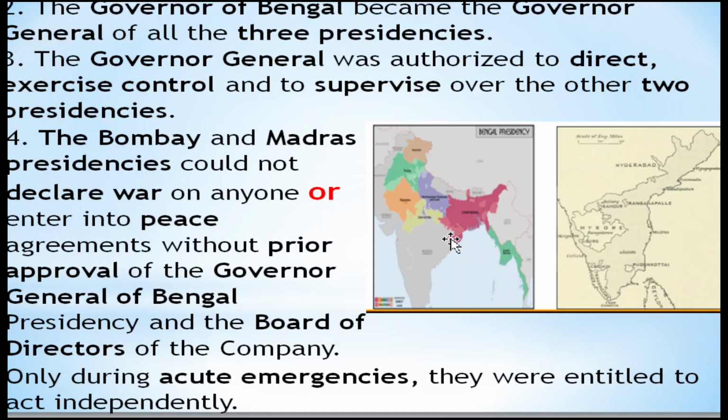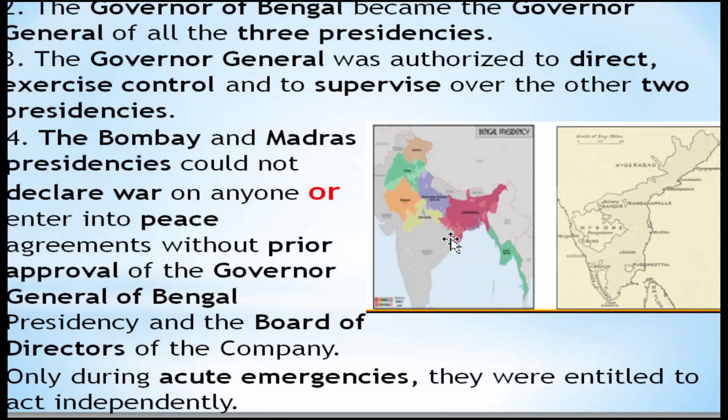Before this, in Bengal one governor was there, but now he was the governor general of the three presidencies. The governor general had the authority to direct, exercise control and supervise the other two presidencies. The Bombay and Madras presidencies could not declare war on anyone or enter into peace agreements without prior approval of the Governor General of Bengal.